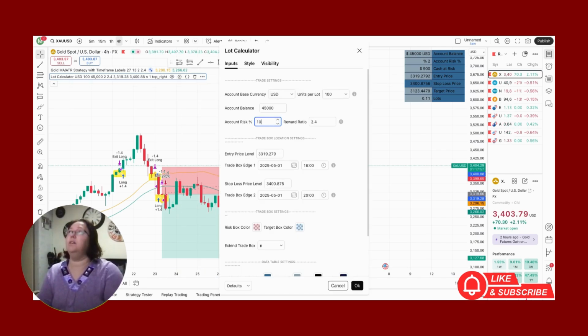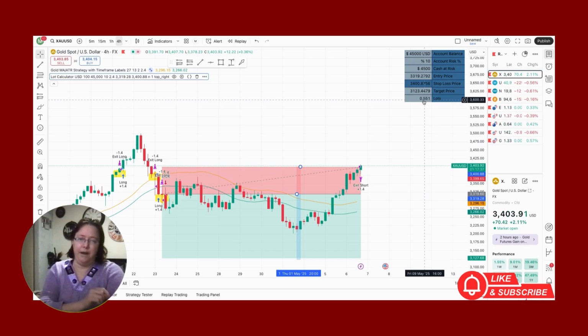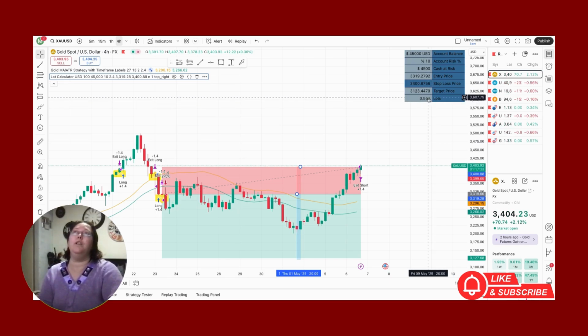So I go in with 10% of my account, which means now you can see it changes there. I'm using 10% of my account. It's $4,500. I will lose that if it hits my stop loss. That is my entry price. That is my stop loss price. That is my target. Now you'll see my lot is 0.55. So you can see it's just literally increased. I ignore the lot at the end, but that is pretty much the parameters.